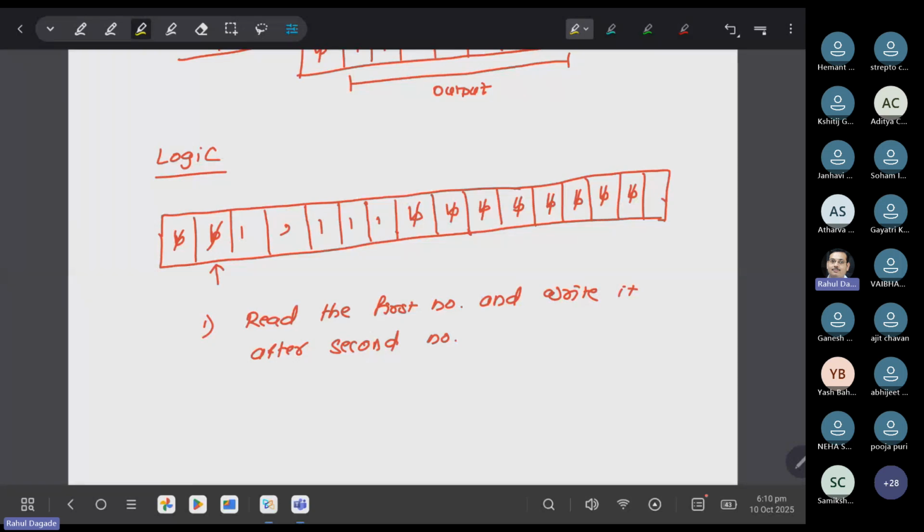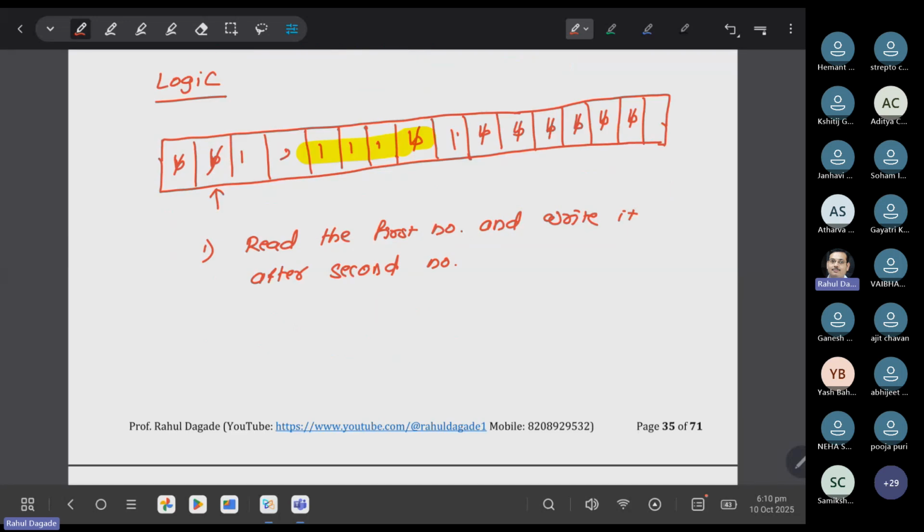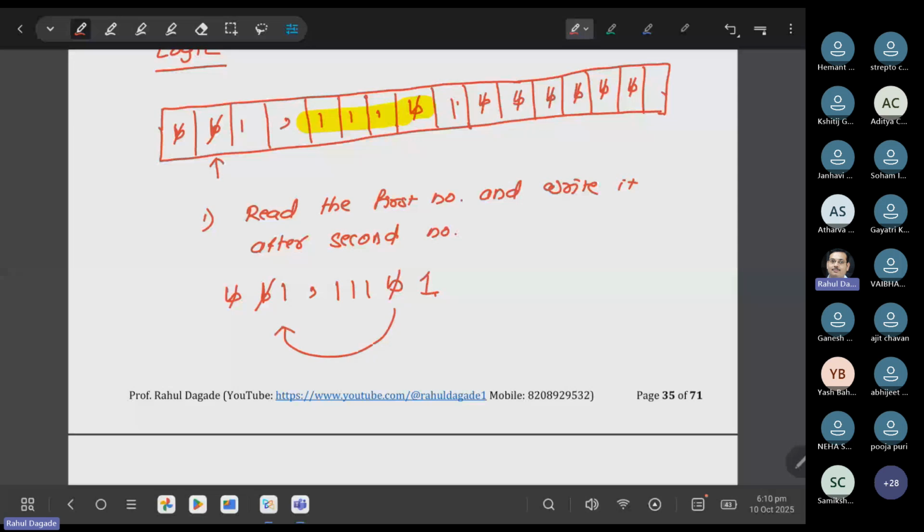The second number is terminating here, after this. So we will write here. We remove the blank and write 1 here. So what we have done is: we have blank 1 1, then a comma, the second number 1 1 1, then a blank. We have converted this into blank and then written 1 here. Then we will again go back.